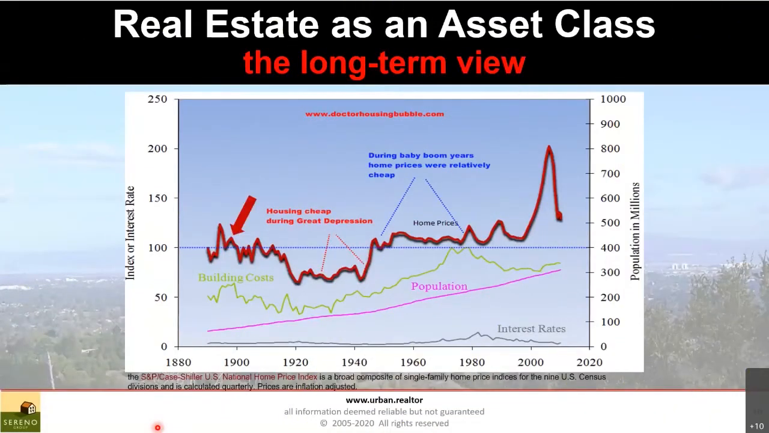Let's look now at real estate as an asset class. What I'm sharing with you right now is basically a long-term view of real estate. What we see here is the Case-Shiller chart, basically, which tries to communicate what factors are impacting the real estate index, okay? And this index started being tracked in the late 1980s.